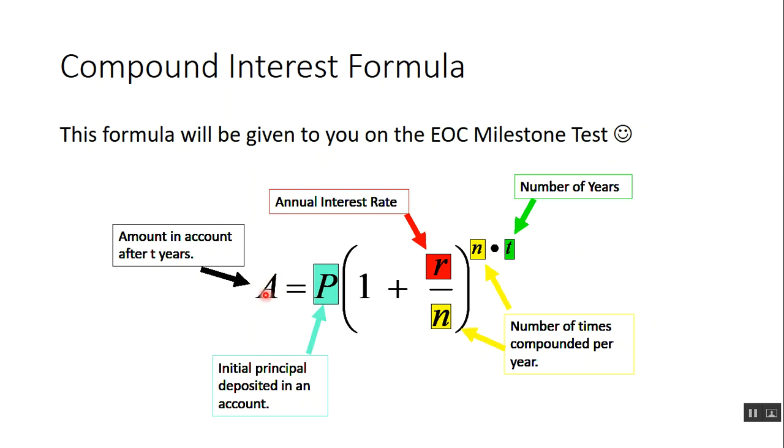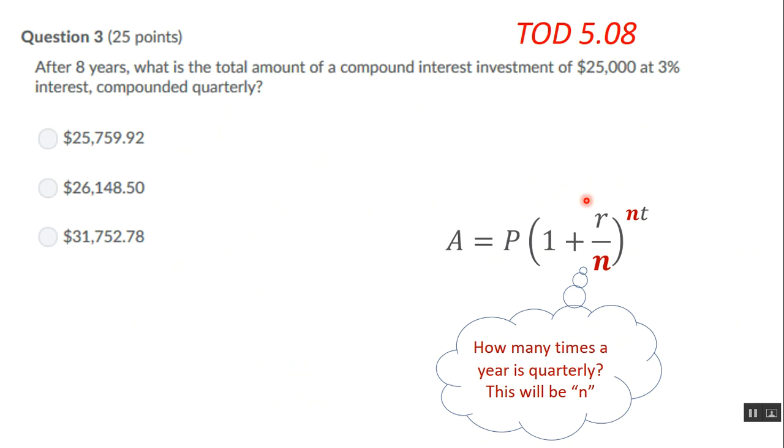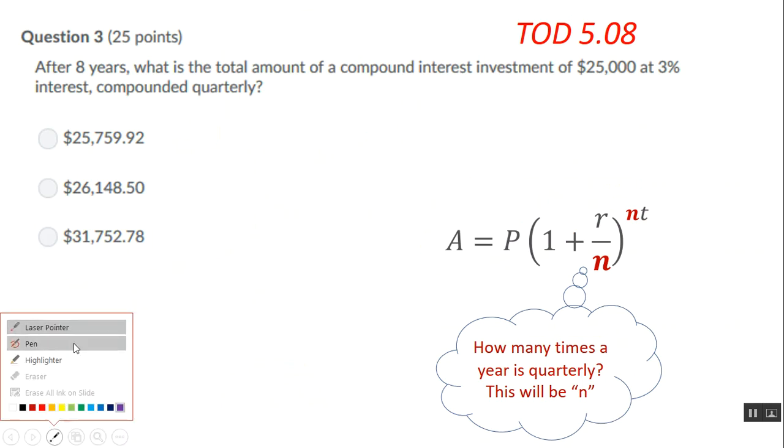So A is the final amount. P is your initial principal, so your initial amount. R is your rate. N is how many times we're compounding this per year, and that goes in these 2 spots. And then T is my number of years. So we use this a lot in financing and in loans.